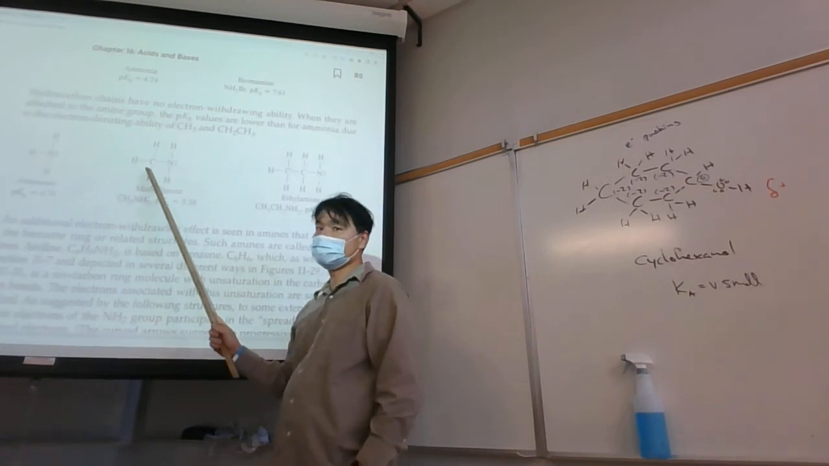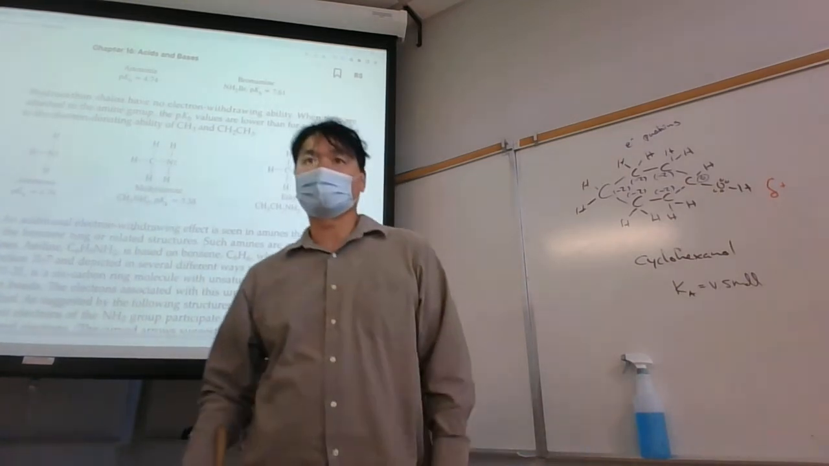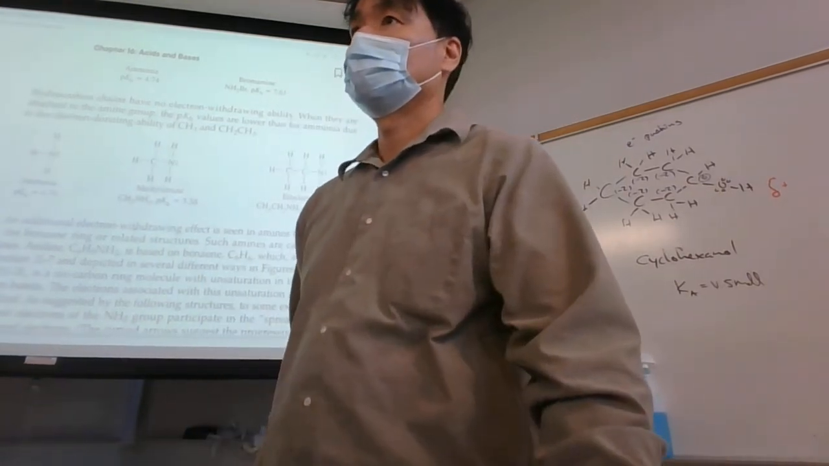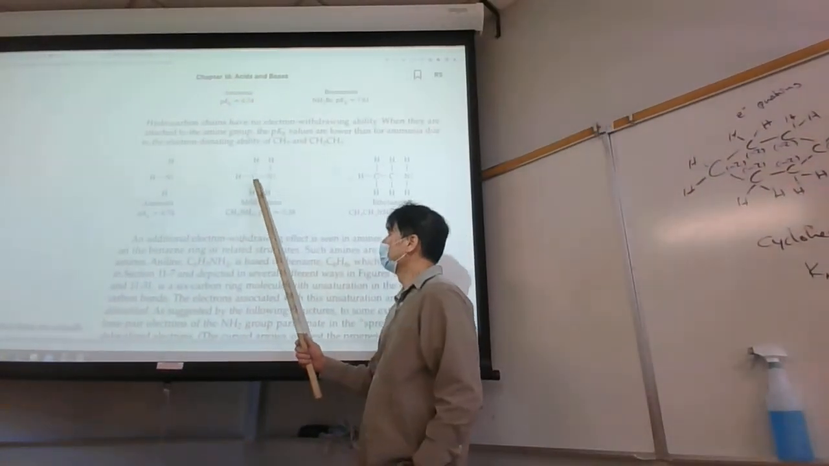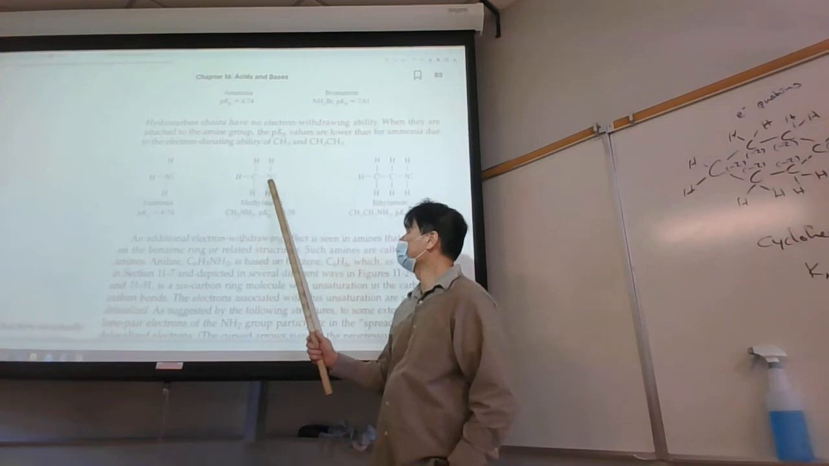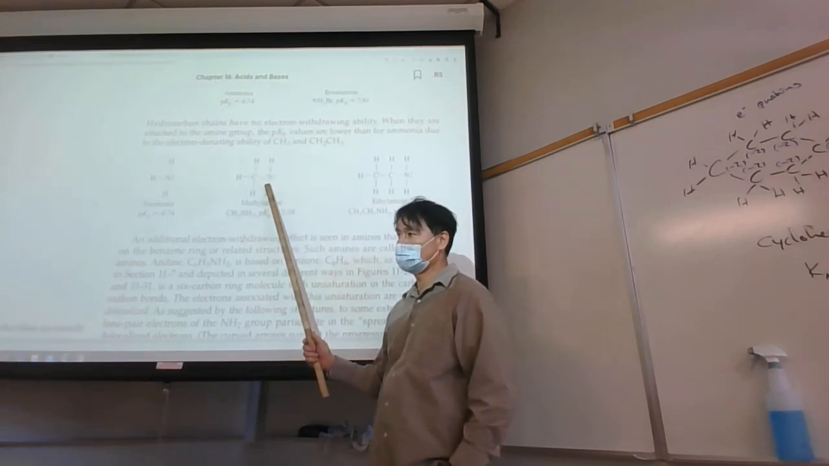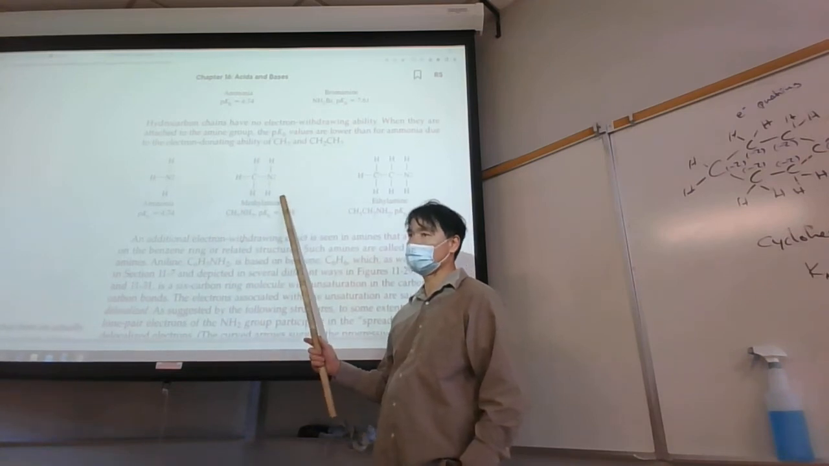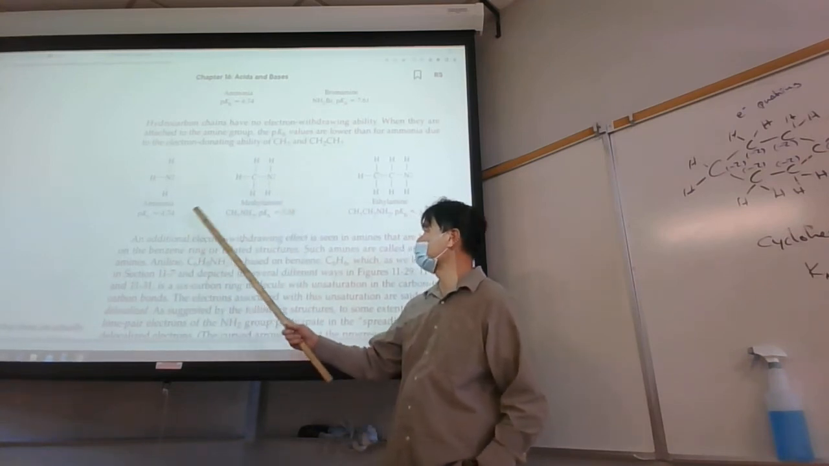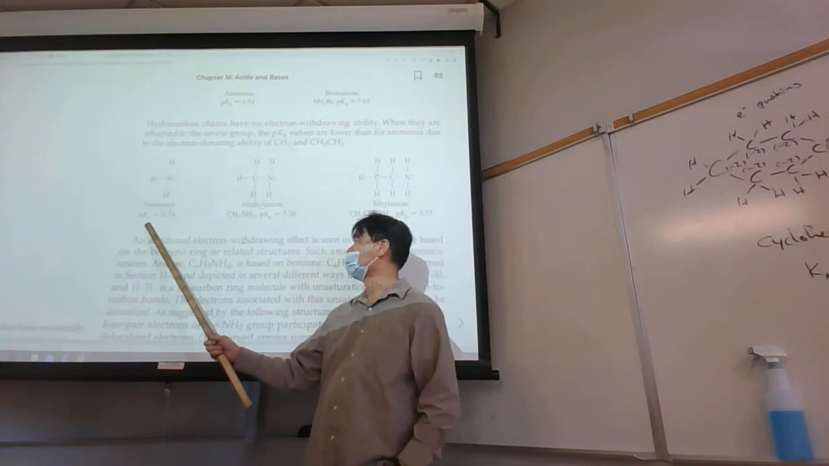A methyl group is an electron pusher group or electron withdrawer group? Electron pusher. And therefore, if it's an electron pusher, it should make the nitrogen more negative or less negative? More negative, which means it's a better base. The more negative, the better base. And we can see this in the pKb's.